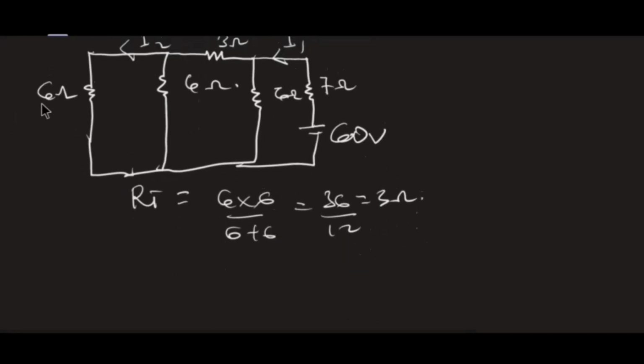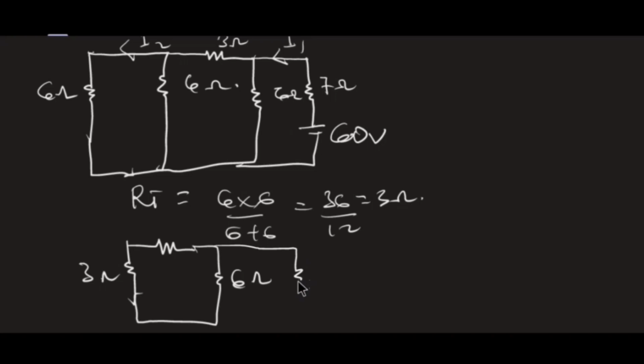So now I have simplified these two and I've got 3 ohms. And the 3 ohms will be in series with these 3 ohms. Here is my 6 ohms, then my 7 ohms to my 60 volts. So this is my 60 volts, this is my 7 ohms, then I have my I1 here. Then the I2 is still inside here.